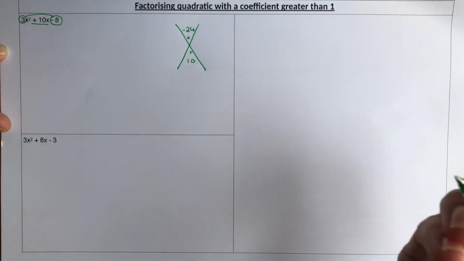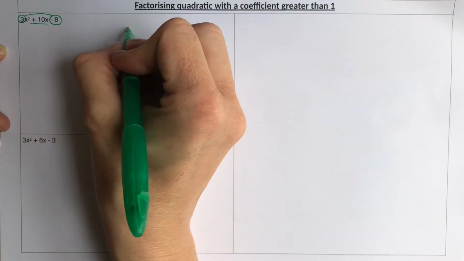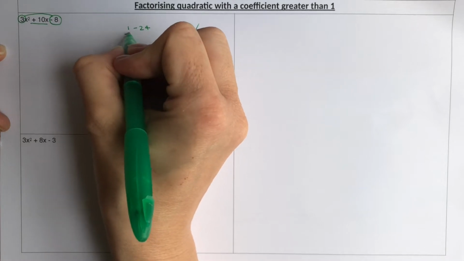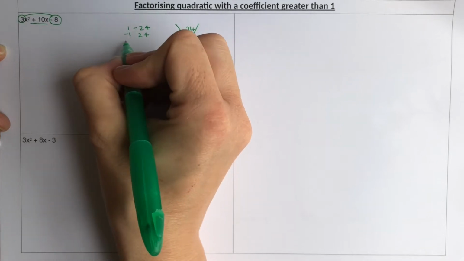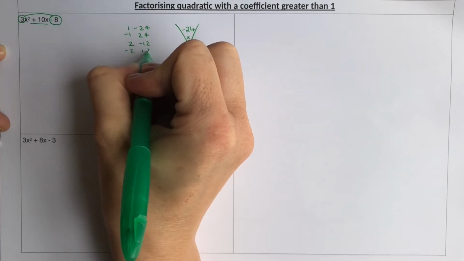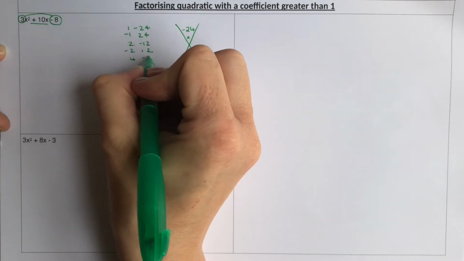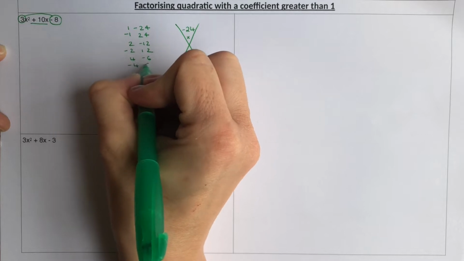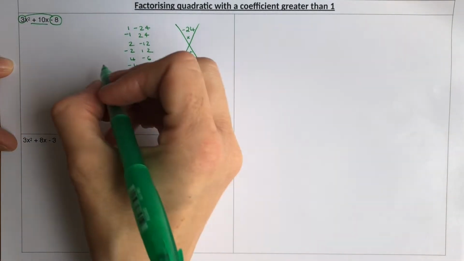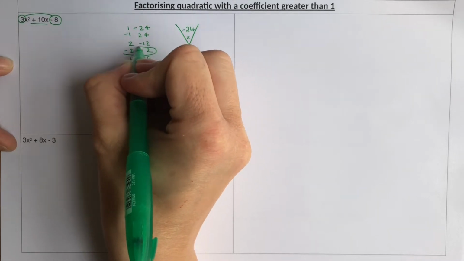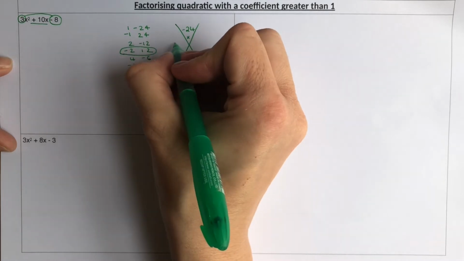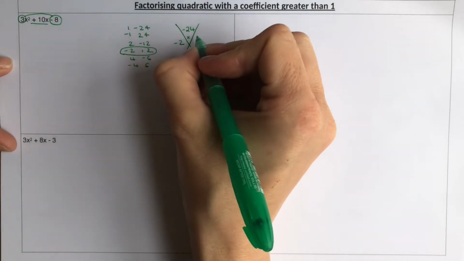Okay, so let's think of our numbers. We could have 1 and -24. We could have -1 and 24. We'd have 2 and -12, -2 and 12. We could have 4 and -6, -4 and 6. So which ones would add together to make 10? That would be -2 and 12. Okay, so what we do is we pop these in either side of our diamond.